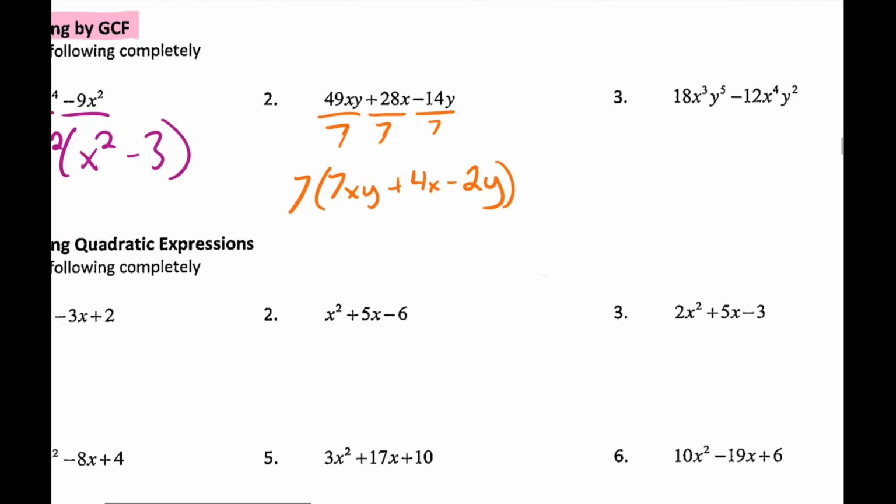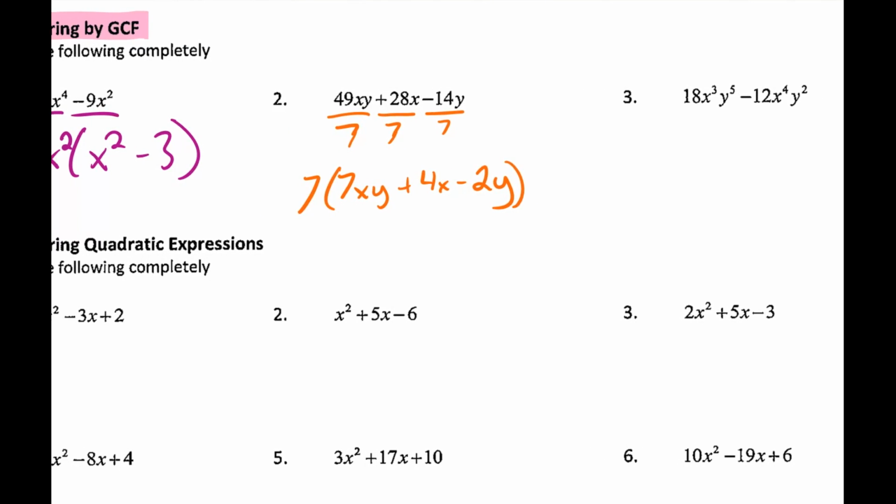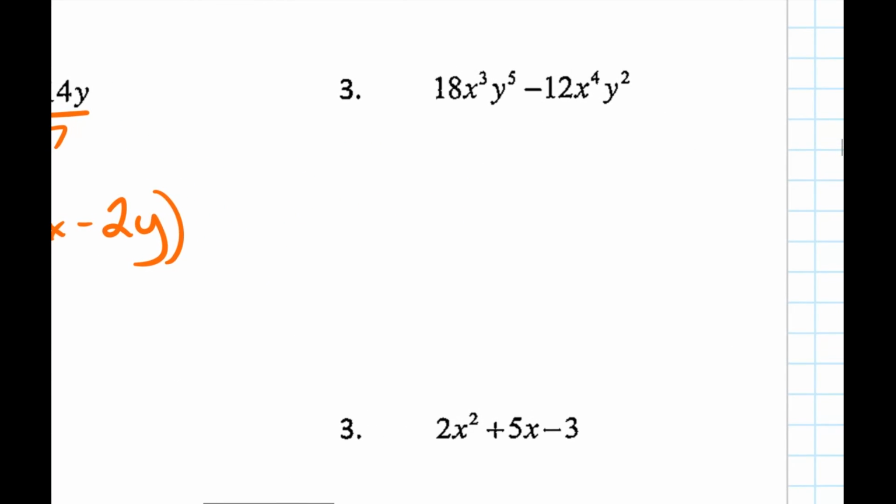Let's look at a third example. This one has a little bit more for us to take out. But when we look at this one, we're going to look at the numbers, and then the x's, and then the y's. So the numbers, what can I divide 18 by and also divide negative 12 by? Well, the answer is going to be 6, obviously, right? I can take a 6 out of each of them. And what can I divide both of them by when I'm talking about the x's? Well, I can take out x's, and I can take out 3 out of this one, and I can take out 3 out of this one.